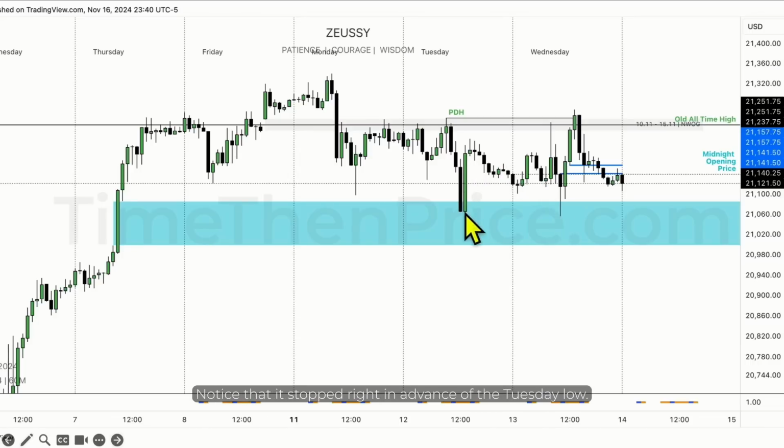Notice that it stopped right in advance of the Tuesday low. We then saw the market expand towards the upside, taking out the morning session high and taking out the previous daily high. When this occurred, I was anticipating that the afternoon session would likely draw towards sell-side liquidity next. Sell-side liquidity resting below the lows which got engineered during this expansion leg higher. Notice that we also have an hourly BC right here, which we can target.